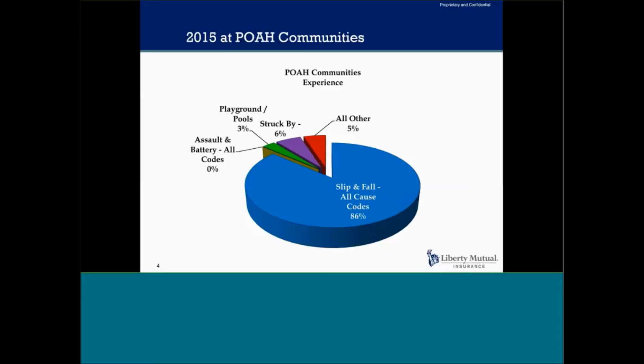In 2015, slip, trips, and falls accounted for 86% of our claims. The rest were assaults and batteries, struck-bys, playground pools, and others. So we really need to focus on slip, trips, and falls, and how do we prevent these? So important to make sure that we're always looking out for hazards that can cause slip, trips, and falls.